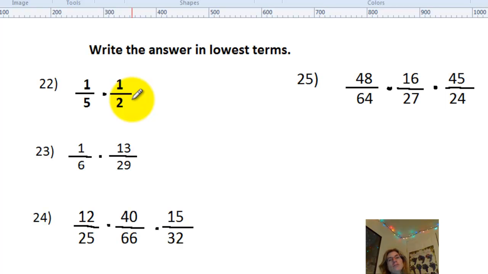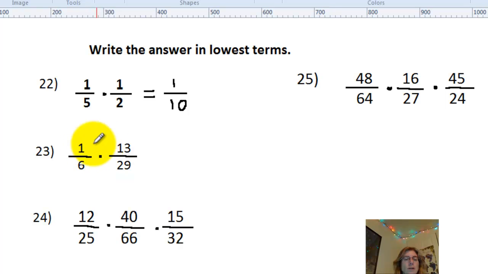The good thing about multiplying fractions is that you just multiply the numerators, then multiply the denominators to make the new fraction. So 1 times 1 is 1, 5 times 2 is 10. So the answer to 22 is 1/10.